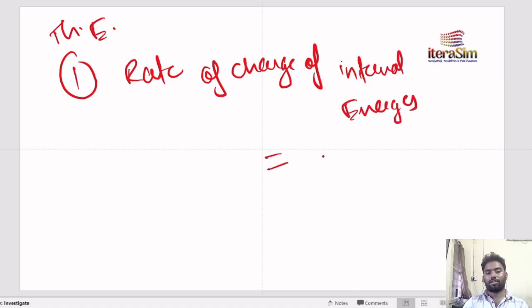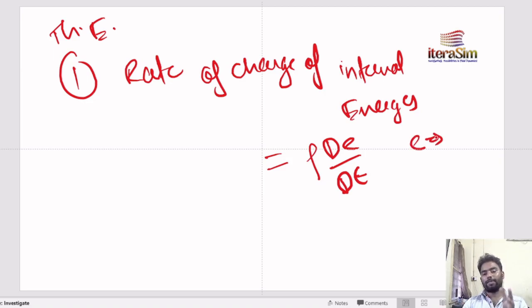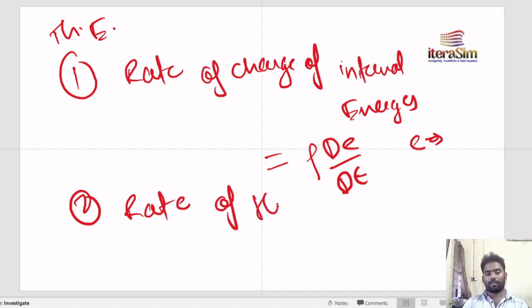Okay, so this term we can write as rho into dE upon dt, where E is the specific internal energy. Now the second term is the rate of heat flux. The heat flux is another contribution from the thermal side of the energy, so that term we can write as minus del dot q.